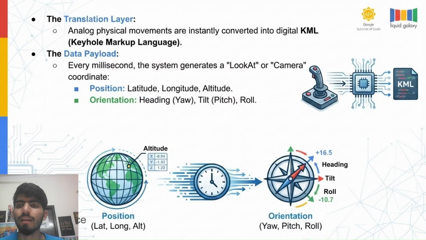language which is understood by Google Earth. So the physical movement is instantly converted to KML so that it can be understood properly by Google Earth. The last point is data payload. Further on, we will also be seeing how the data is moving in a network. Here it is said that every millisecond the system generates operations like locate and camera coordinates, and the position and the orientation are provided every millisecond.